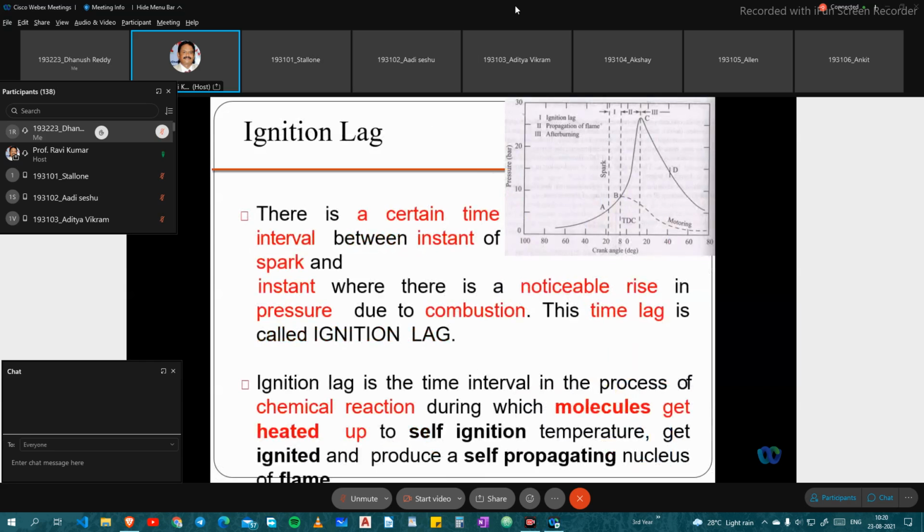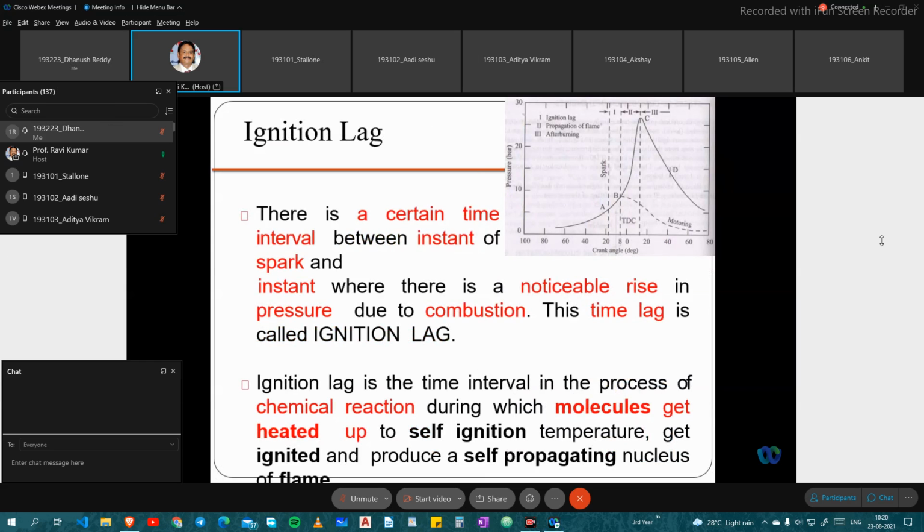Now the definitions. There is a certain time interval between the instant of spark and the instant where there is a noticeable rise in pressure due to combustion. This time lag is called the ignition lag. These are very important terms. One is the ignition lag.